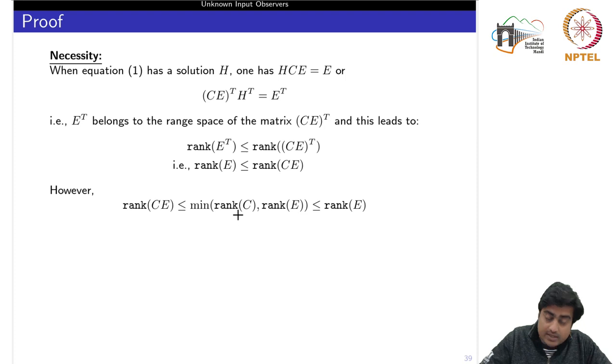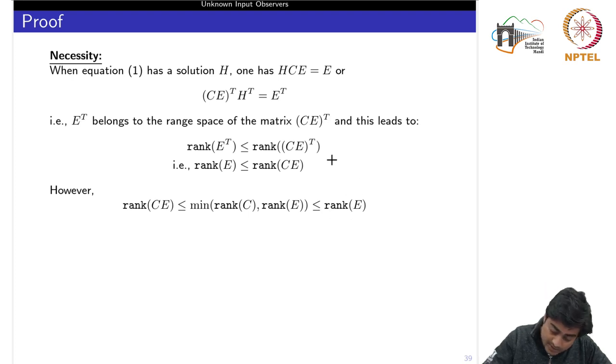Okay, which would again be less than or equal to rank of E, meaning to say for example, if the rank of E is greater than rank of C, then the minimum would be rank C, and rank C is again less than rank of E. Now if rank of E is less than rank of C, taking the minimum of rank C and rank E would yield rank E, meaning that it becomes equal to rank E. So the rank of CE would never be greater than rank of E. It would always be either less than or equal to rank of E.